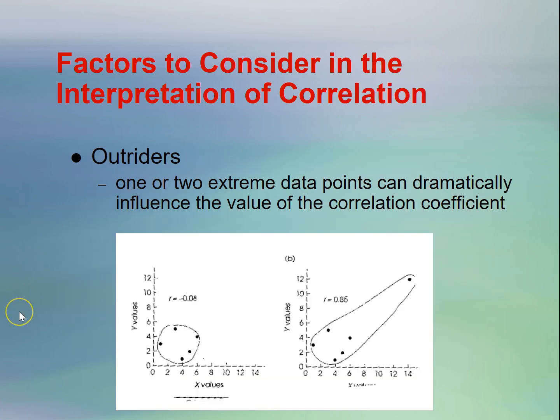Another factor that is going to affect the interpretation is outliers. An outlier is one or two extreme data points. It can dramatically influence the value of the correlation coefficient. This is a particular illustration of how outliers can greatly affect the correlation. If you look at the illustration on the left, basically there is no relationship. If you look at the right, you would say there is still a linear relationship by using the R value. The R value is 0.85, which is fairly high. So just having that outlier greatly influences the outcome.